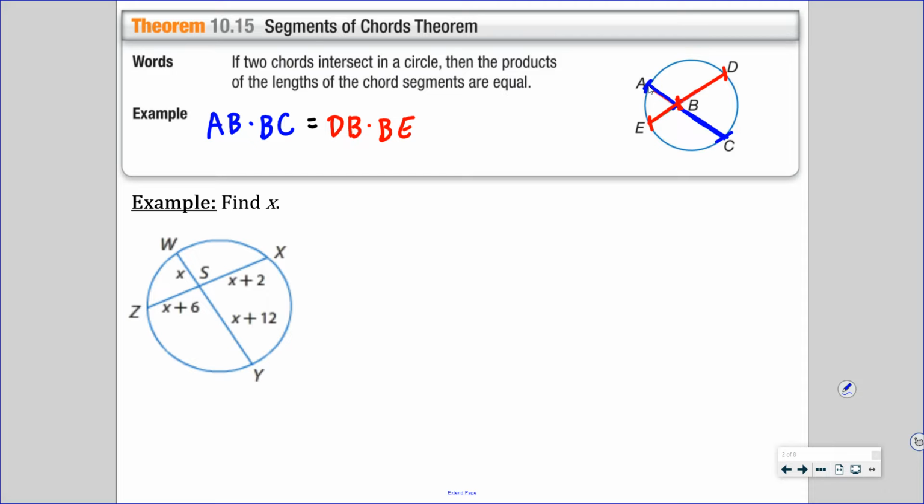So let's try this one. So here I have this chord length. So its segment pieces are x and x plus 12. So I want to find their product. I'm going to times those in a minute. That's equal to this chord length segment products. So x plus 6 times x plus 2. All right, everybody with me?